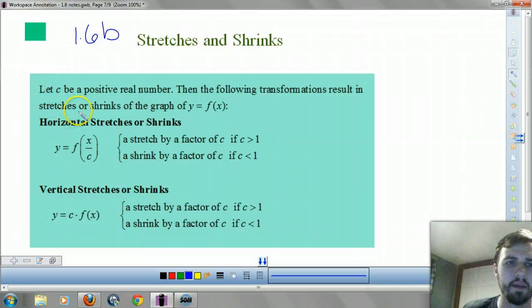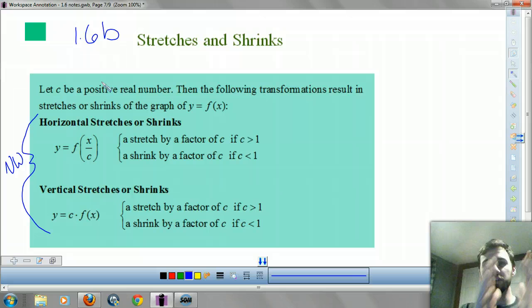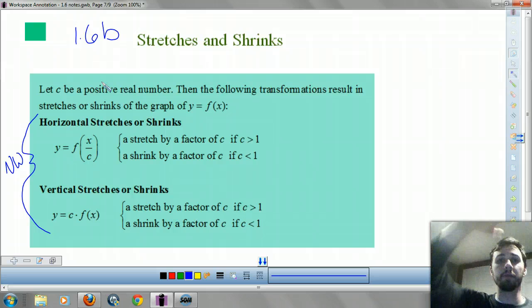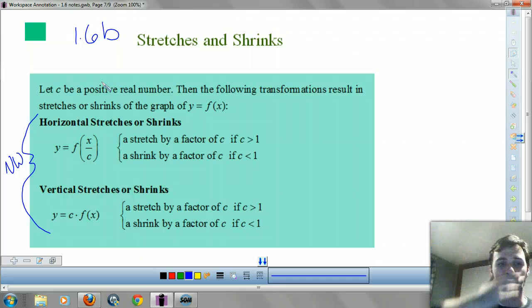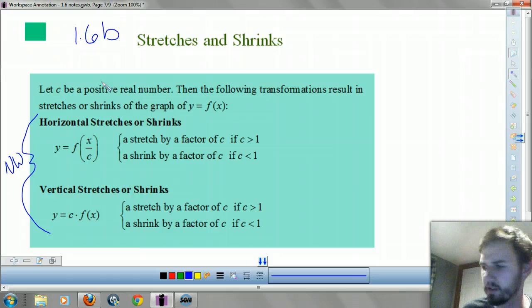Okay. The part that's going to be noteworthy here is this right here. So big NW here. Remember before we talked about shifting it left or right by adding or subtracting a C in parentheses next to your X, and we talked about going up and down, whether or not it's outside of the f of X of your function. So today we're going to be looking at stretching it out or shrinking it. And again, we're going to do that in two different directions.